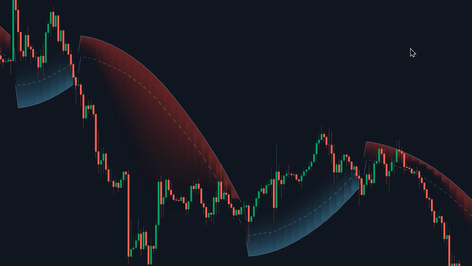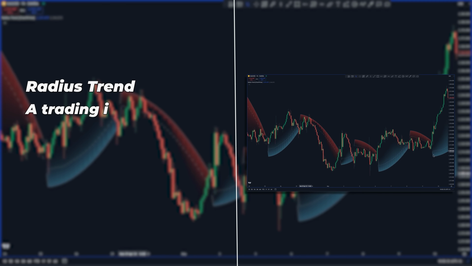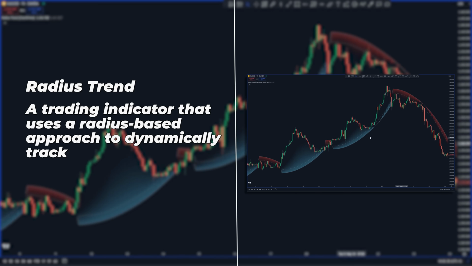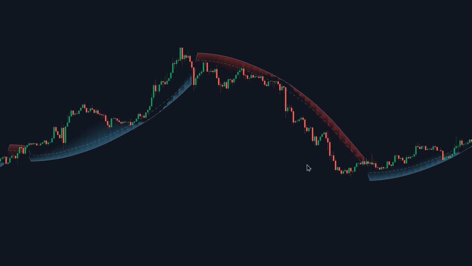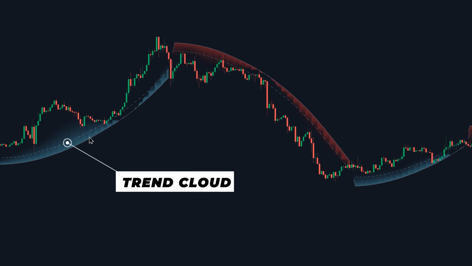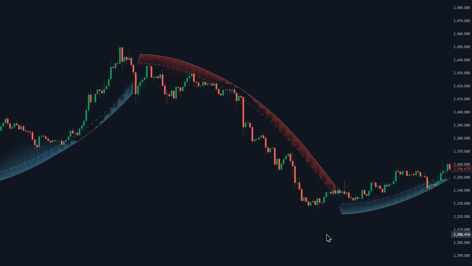So what exactly is this indicator? Well, the radius trend is a trading indicator that uses a radius-based approach to dynamically track the trend of the market. It's a super simple indicator, which is made up of the following components. First, we have the trend cloud, which changes color between red and green. This cloud is the main component of this indicator, and it's used to track the trend of the market.